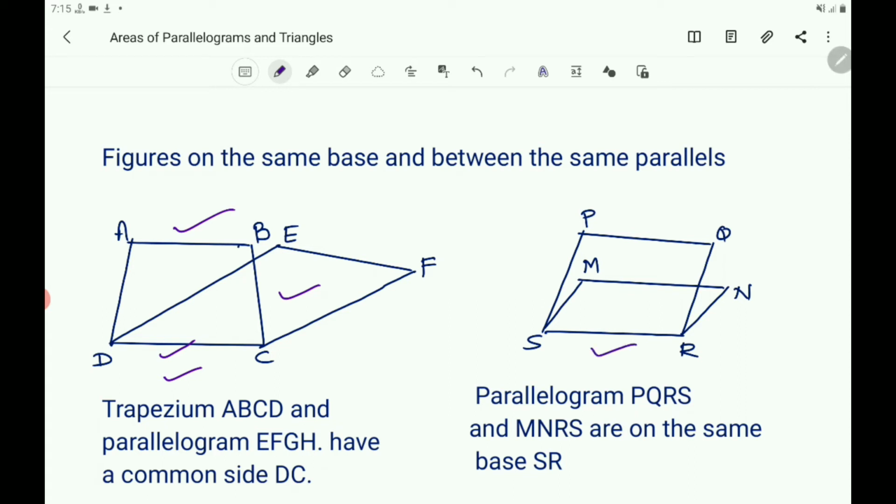And here also observe the parallelogram PQRS and MNRS. Parallelograms PQRS and MNRS are on the same base SR. They are having the same, common side SR. So these are the figures which are on the same base. Trapezium ABCD and parallelogram EFCD are on the same base DC. In this figure, parallelogram PQRS and parallelogram MNRS are on the same base SR.